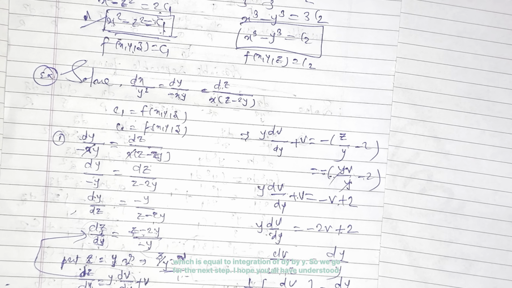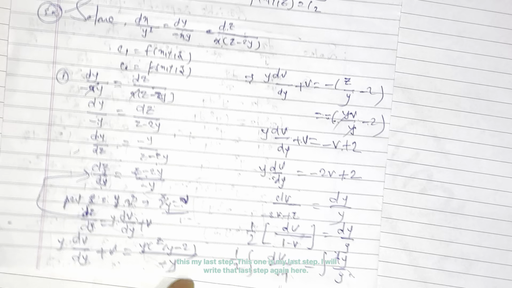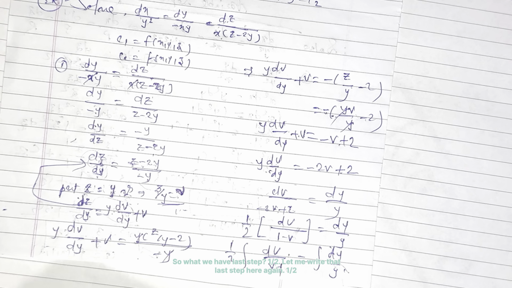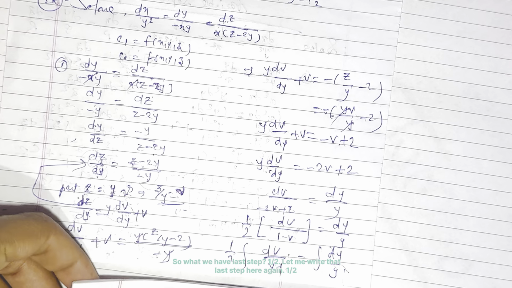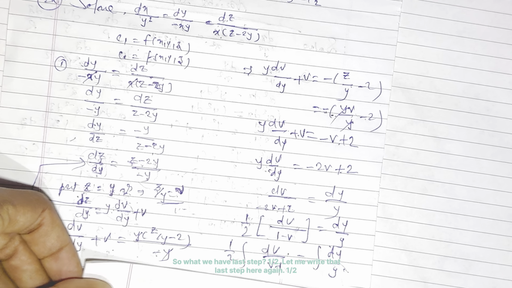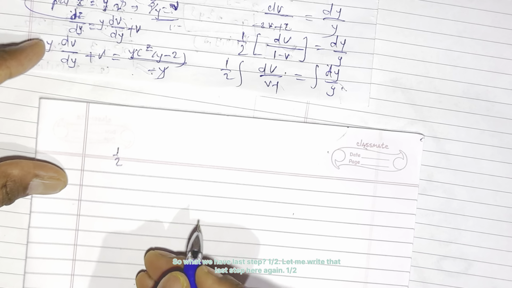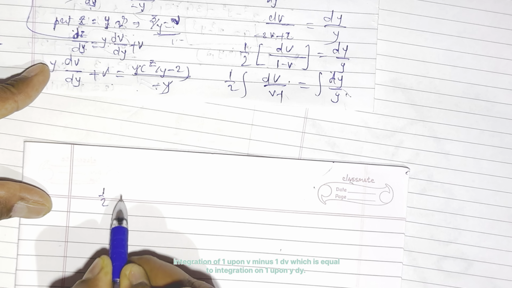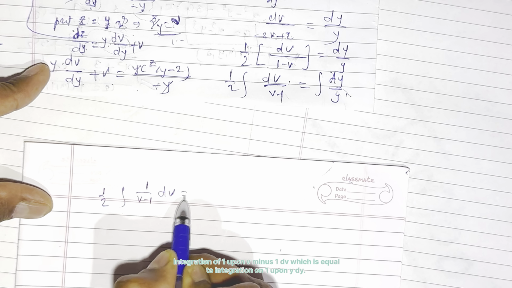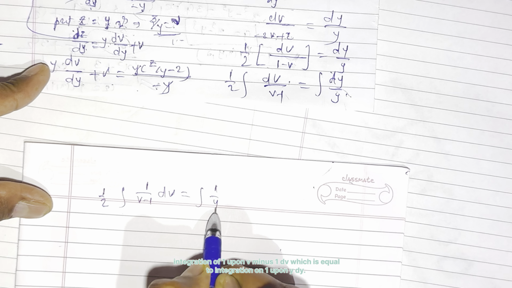I hope you all have understood this, my last step. This one is my last step. I will write that last step again here. So what we have in the last step, 1/2 integration of 1 upon v minus 1 dv, which is equal to integration of 1 upon y dy.